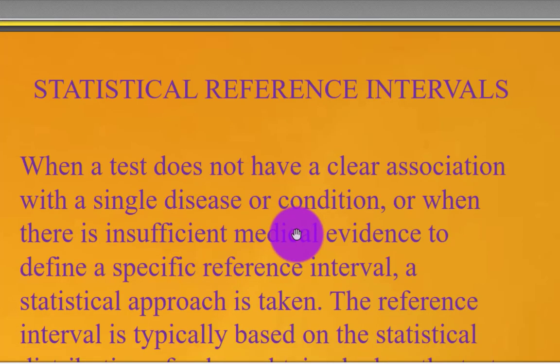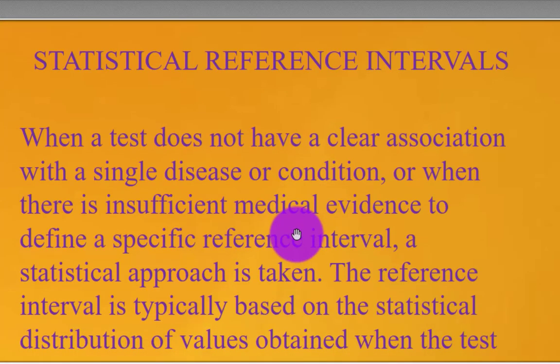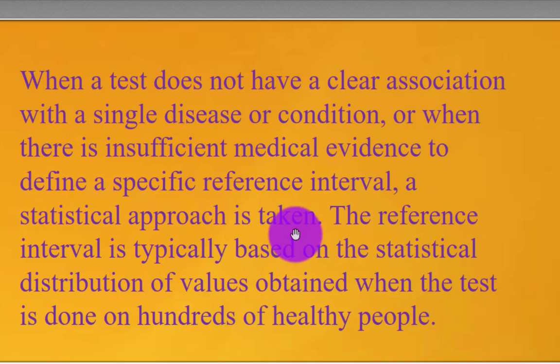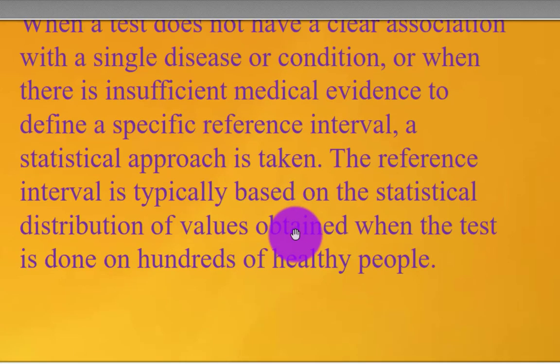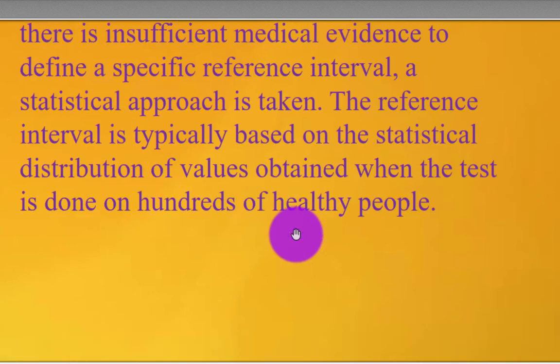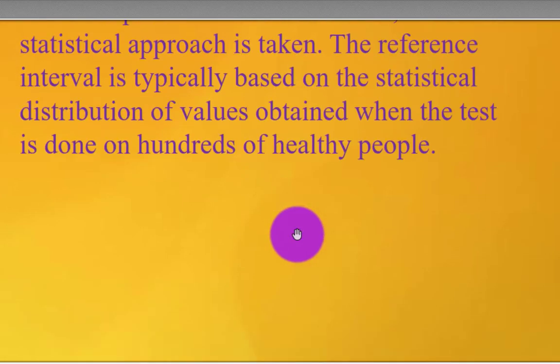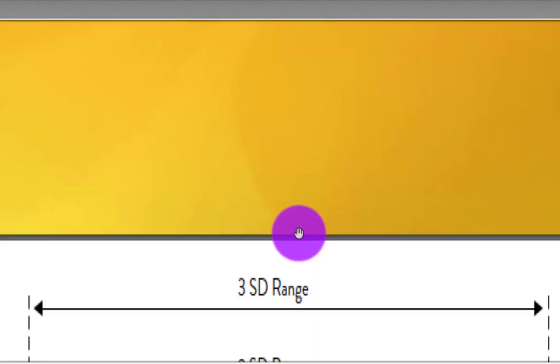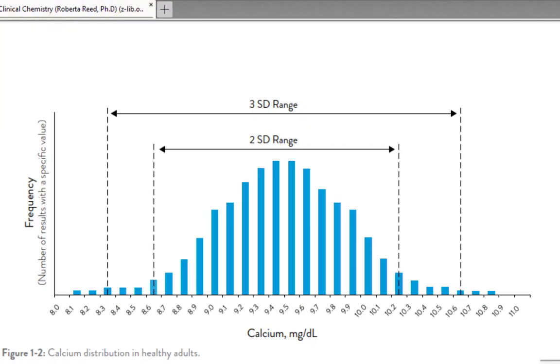A statistical reference interval is used when a test doesn't have a clear association with a single disease or condition, or when there is insufficient medical evidence to define a specific reference interval. In that case, a statistical approach is taken. The reference interval is typically based on the statistical distribution of values obtained when the test is done on hundreds of healthy people. The range of results identifies the values that are most often seen in a healthy population.